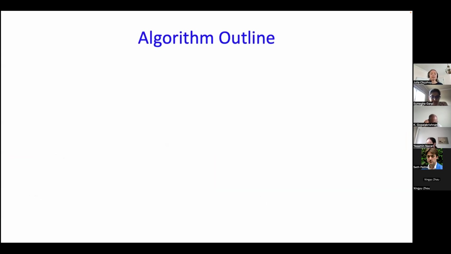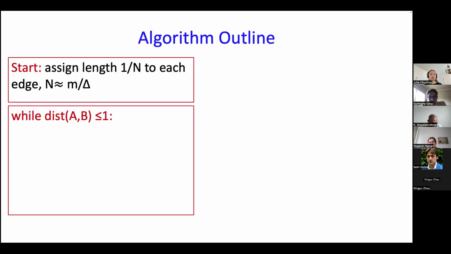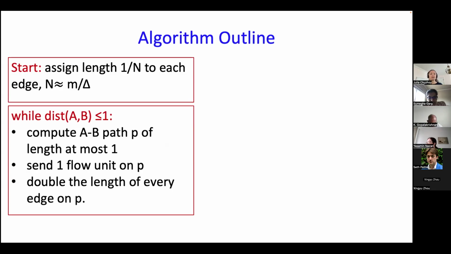Now let's see the multiplicative weight update algorithm. Initially, we assign a tiny length to every edge. This capital N should just be sufficiently large. For example, M over delta is big enough. And then we do iterations, as long as there is an A to B path whose length is at most 1. In every iteration, I take any such path, I send one flow unit on this path, and I double the length of every edge on this path. And this is it, that's the whole algorithm.